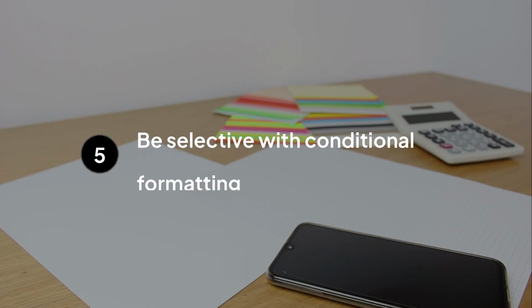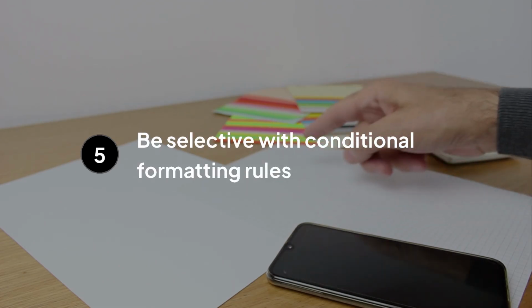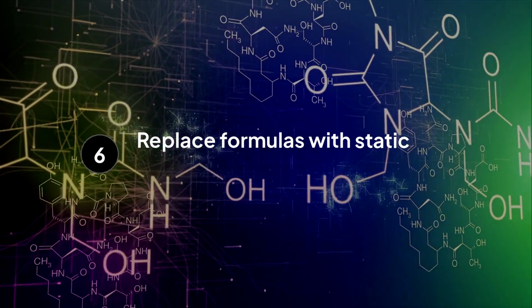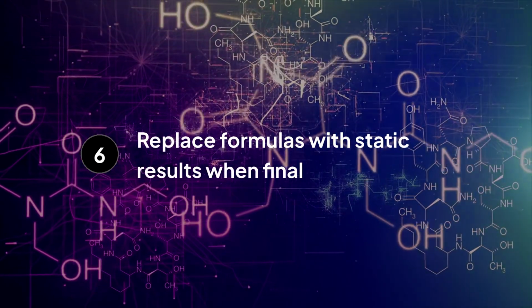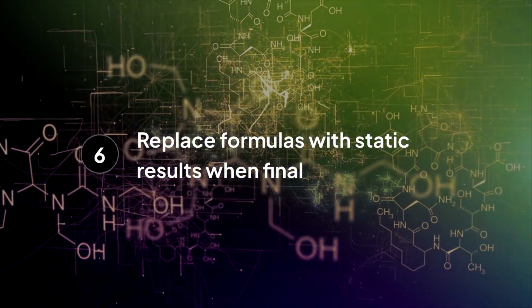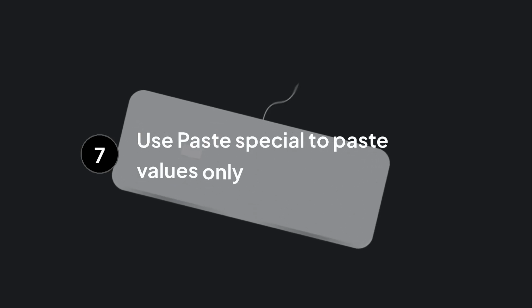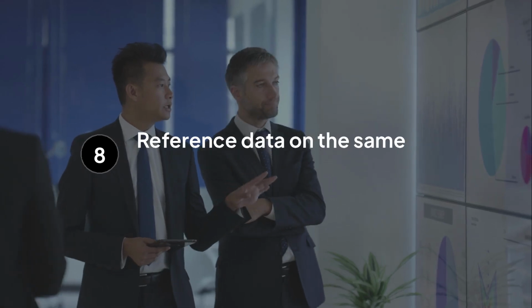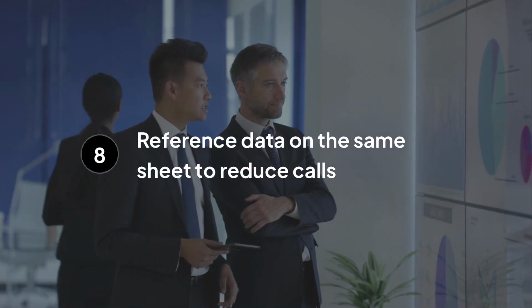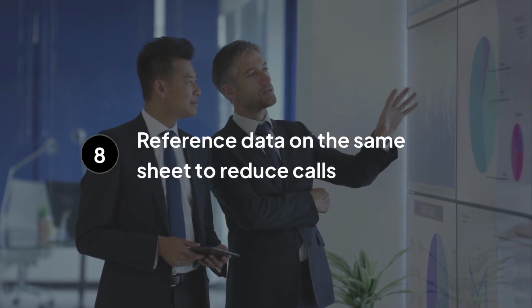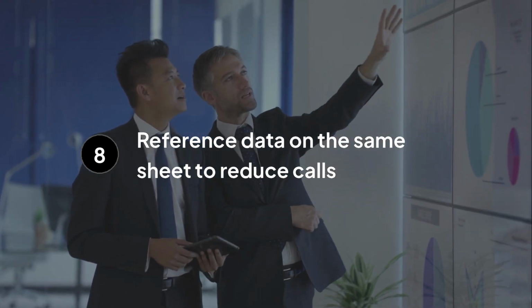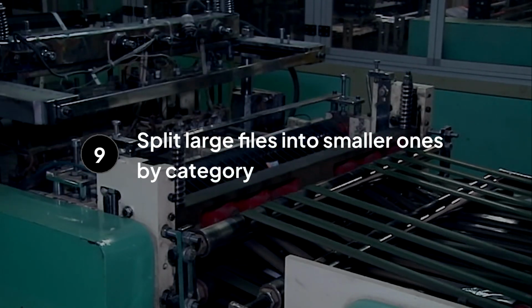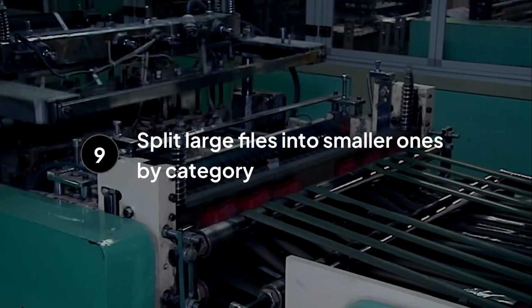Be selective with conditional formatting. Too many rules across wide ranges can add noticeable lag. If a value is final, replace the formula that produced it with a static result. Copy the cell, then choose Paste Special and paste values only. Whenever possible, reference data on the same sheet instead of pulling from other files, which reduces external calls. And if a single file becomes unwieldy, split it into smaller files by year, project, or team to keep everything snappy.